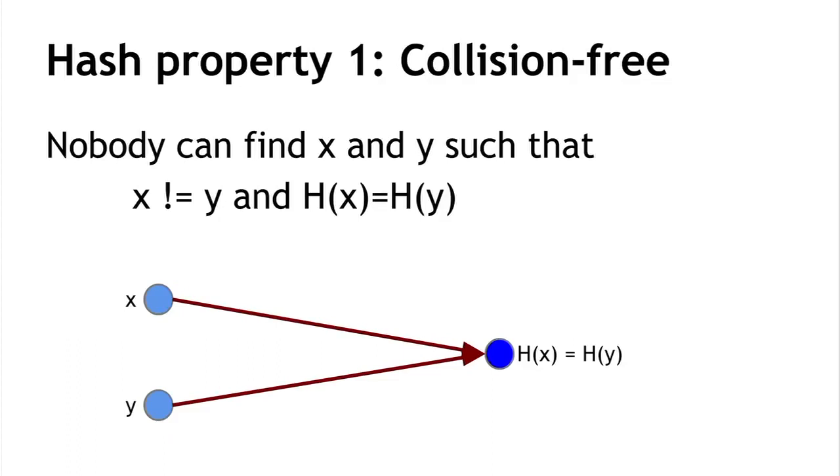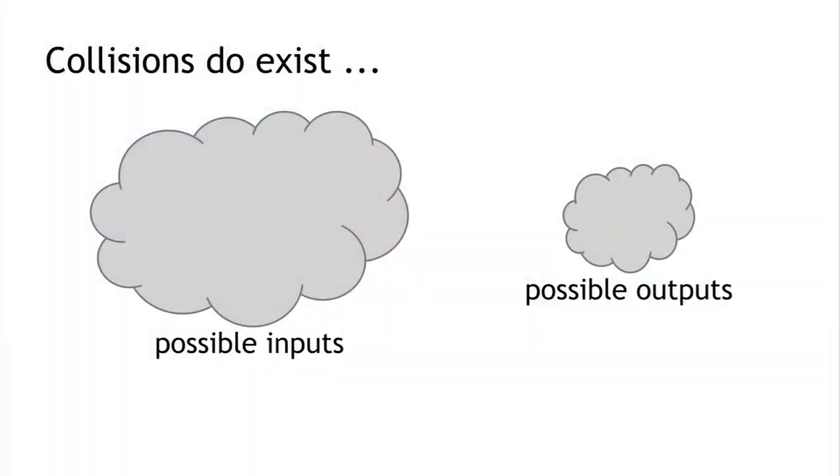Now, one thing to notice is that I said nobody can find. I didn't say that there is no collision. Because if you think about it, there has to be a collision. Collisions do exist, and to understand why that is, we can use this diagram. Over here on the left, I'm depicting all of the possible inputs to this function, which can be a string of any size. And over here, I have all of the possible outputs, which has to be a string of 256 bits in size. So on the right-hand side, the outputs, there are only 2 to the 256 possibilities.